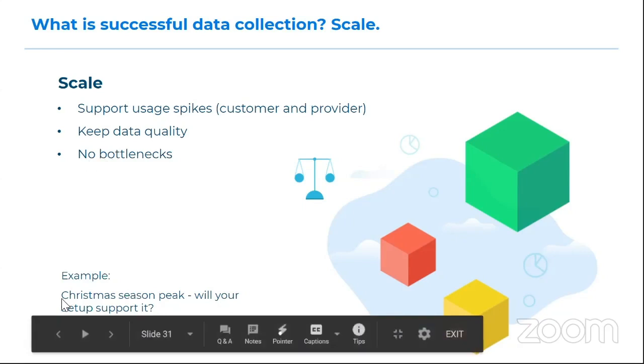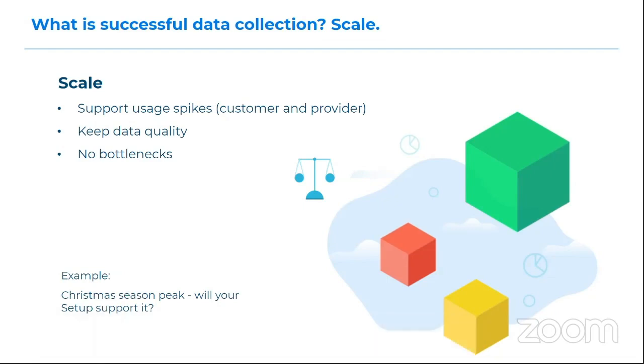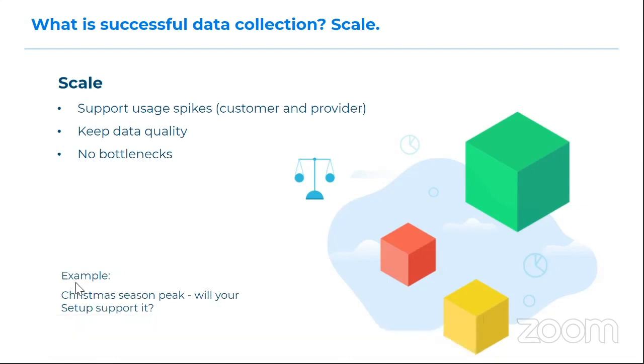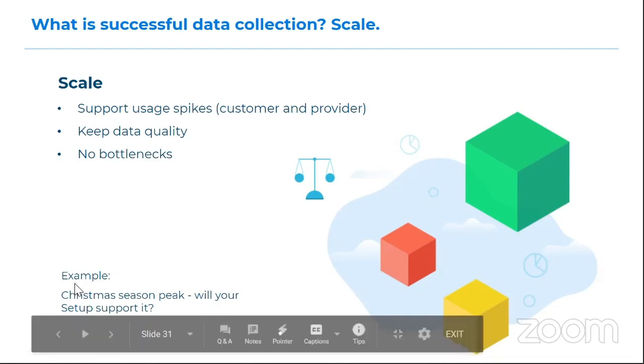A great example would be the Christmas season peak. Probably many retail companies have a lot more usage during Christmas time, selling different products, and obviously making many more requests, much more traffic through the data collection operation. So you want to make sure that your system is fit for these usage spikes. Otherwise, you could end up with one of these stories about a website that stopped responding due to too much demand and so on. So you want to make sure that doesn't happen.